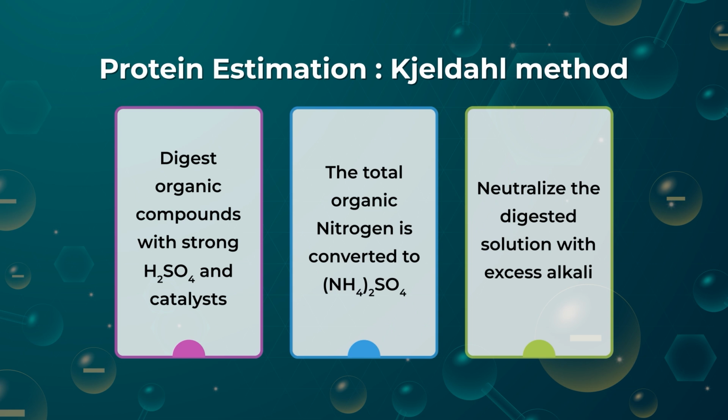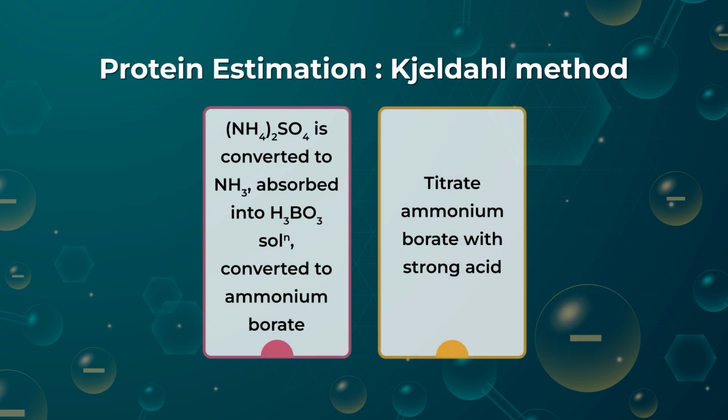Now, with strong sulfuric acid, all the nitrogen present in the protein gets converted to ammonium sulfate. Ammonium sulfate, we all know, in the presence of alkali will produce ammonia. So we take the sample and digest it with concentrated sulfuric acid. To that ammonium sulfate which is formed, we add sodium hydroxide. Immediately ammonia will be evolved. That ammonia, we absorb in boric acid. So we will have formation of ammonium borate.